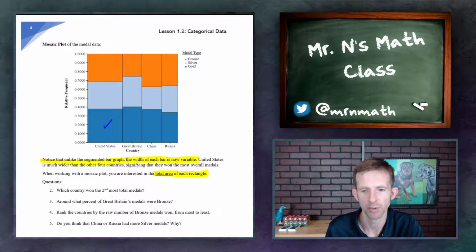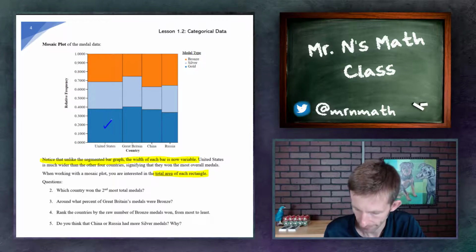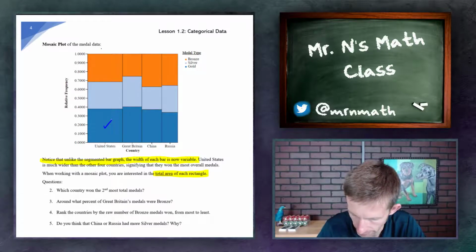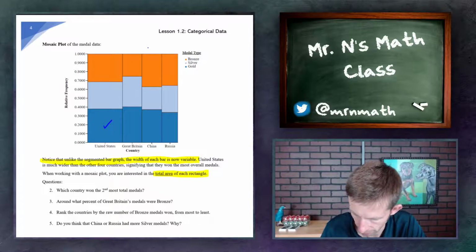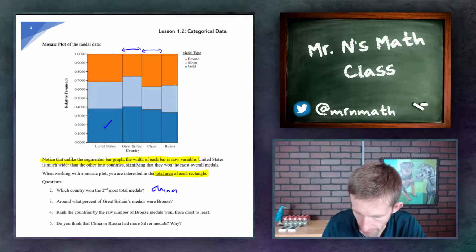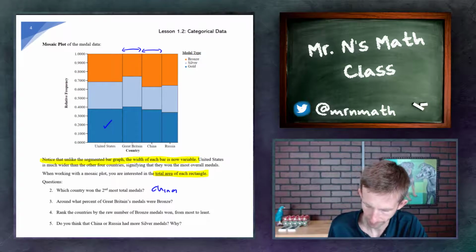Which country won the most total medals? I want to look at which of the countries has the second highest width. And so the United States has the highest width, and the second highest width would be China. So this is slightly wider than the Great Britain one.